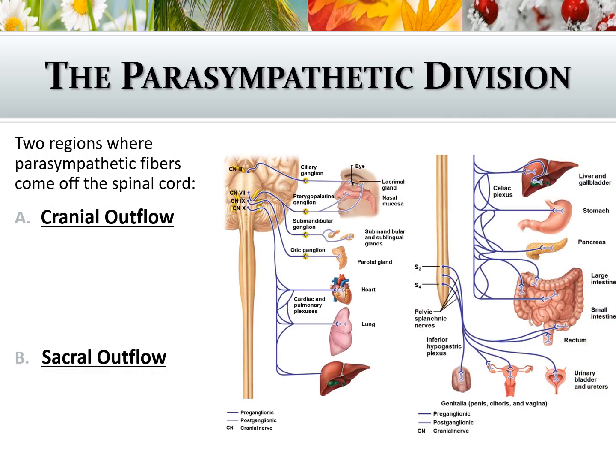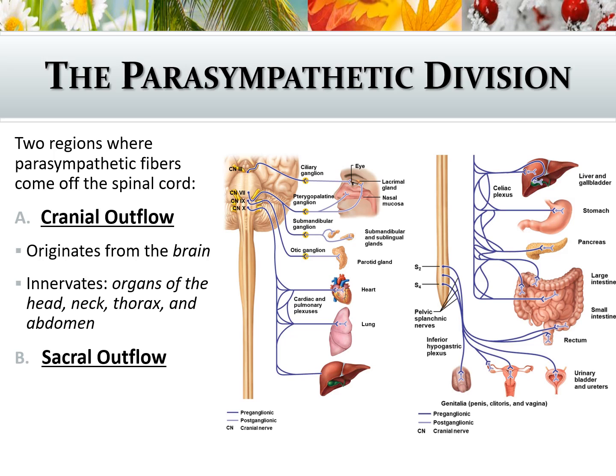So let's first look at the parasympathetic division and a little more on the regions where those parasympathetic fibers come off the spinal cord. We said that this is the craniosacral division. So we have a cranial outflow and a sacral outflow. The cranial outflow all originates from the brain, and more specifically the brain stem. So we're going to innervate organs of the head, neck, thorax, and abdomen. So pretty much the majority of the body.